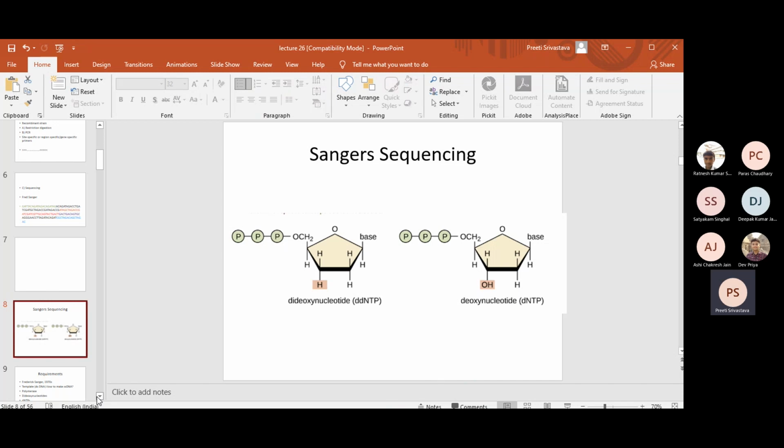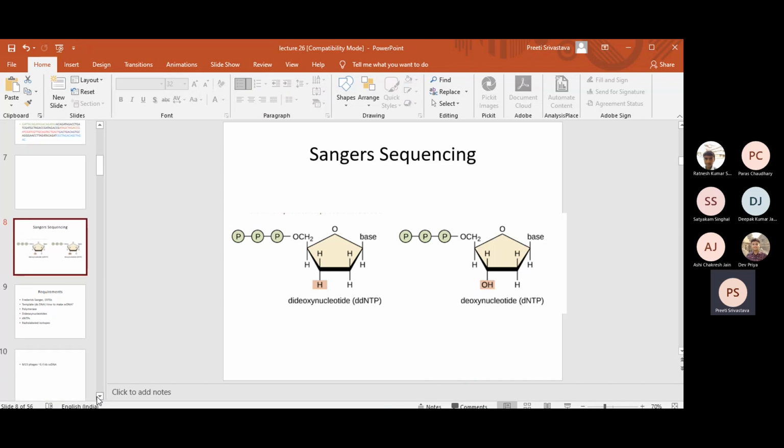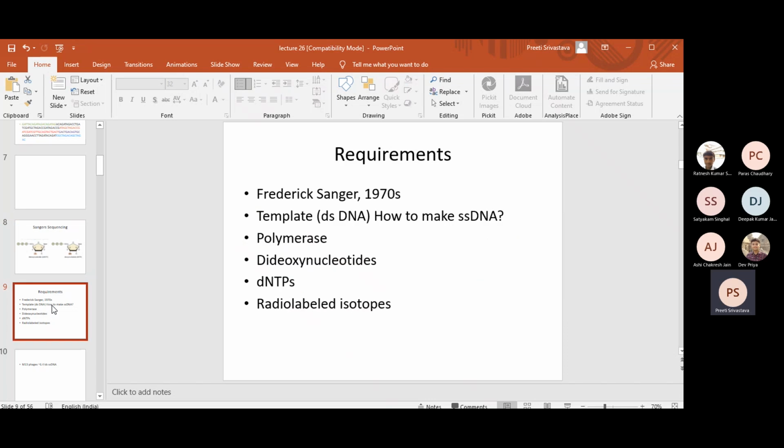Right. Therefore, Sanger's idea was to use dideoxy. So he was the first one to introduce this concept of dideoxynucleotides for DNA sequencing. So let us see how exactly he did it. For that, the requirements are, this is the name of the scientist, Fred Sanger or Frederick Sanger, who discovered it in the 1970s.